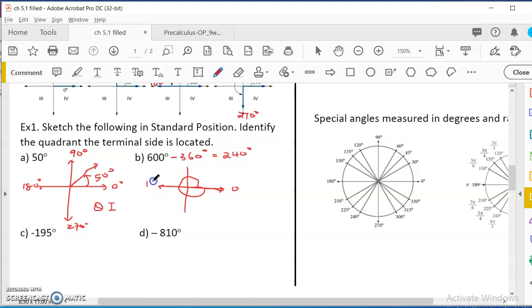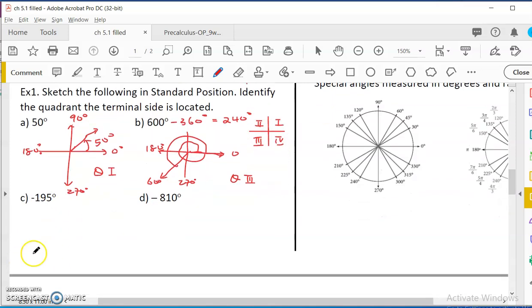240 would be between 180 and 270, right? So it would be around here, closer to 270, I guess. So you would go another round and stop here and draw your terminal side. So this is where the angle 600 is. So I write 600 here, or you can write it here, and then it would say it is quadrant 3. Oh, by the way, I think I haven't talked about the numbering of the quadrants. This is 1, 2, 3, 4. It is also in the counterclockwise direction.